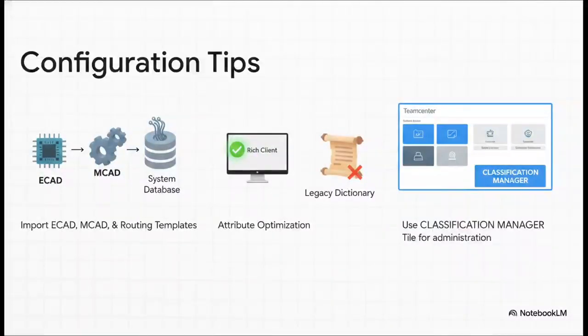And here's a critical technical tip for you consultants out there. If you're configuring attribute optimization for basic classification data, you absolutely must set this at the class level within the rich client. Active Workspace does not respect attribute optimization set in the legacy attribute dictionary. Oh, and remember, all your hierarchy definitions, nodes, classes, properties, keylobs, those are managed strictly through the classification manager tile in the Active Admin workspace.